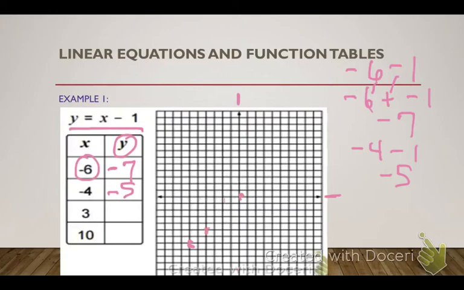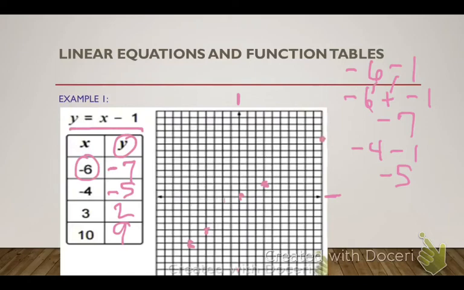All right. Next one is 3 minus 1. Well, that's easy. 3 minus 1 is 2. So we're going to go positive 3, then up 2, and put our mark there. And then we're going to go 10 minus 1, which is 9. So we got to go over 10. I hope I have enough space. 1 through 10. We're going to go up 9, and right there it is.